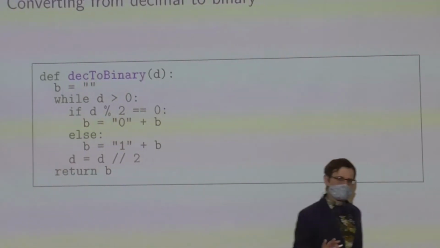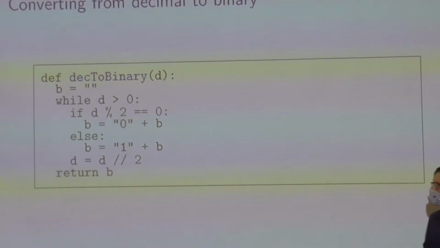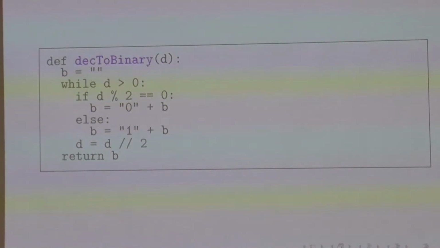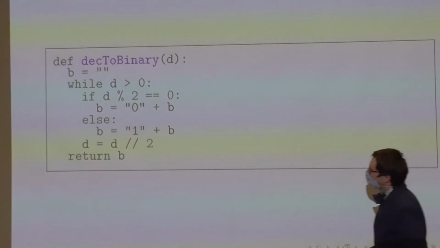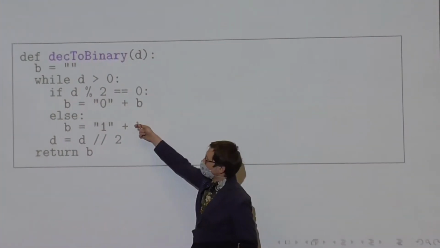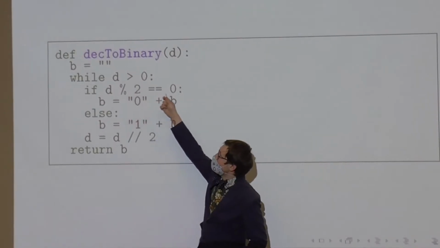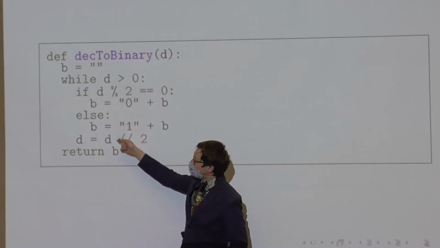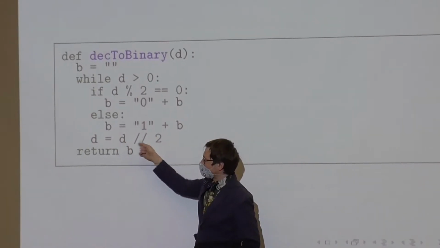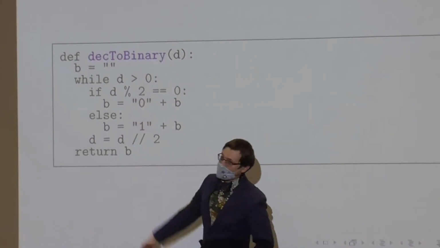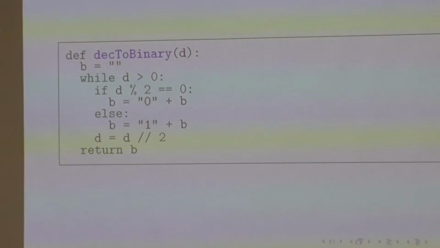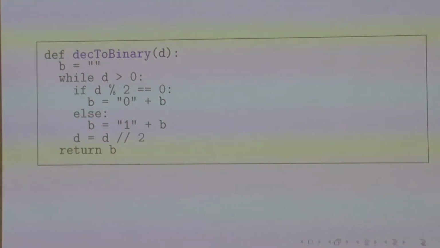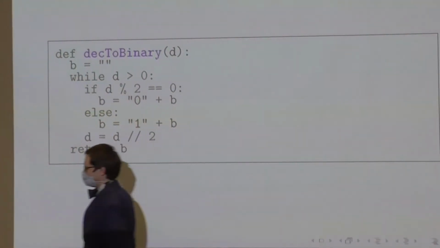I know that's weird technical nonsense jargon, but it's the weird technical nonsense jargon that you came to this class to learn. So there you go. So if it is not equal to 0, then you prepend a 1, and at the end of that, you integer divide d by 2, and then you start the loop again until you run out of d. Then at the end, you return b. Make sense? Awesome. Excellent.